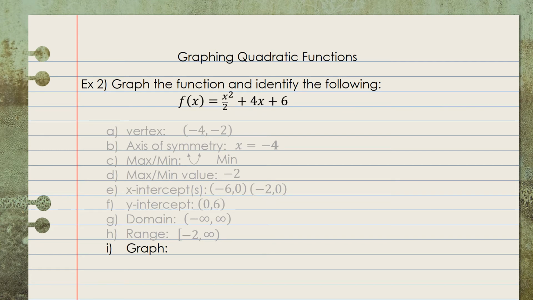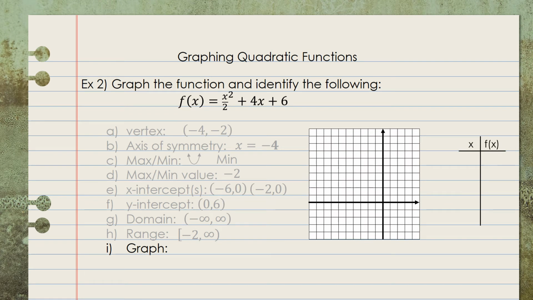Now we're ready to graph and put this all together. So get your XY axis and your table all ready. Starting with the t-chart, in the middle of your t-chart, you will always put your vertex, which in this case is -4, -2. And we will choose values before -4 and values after -4.